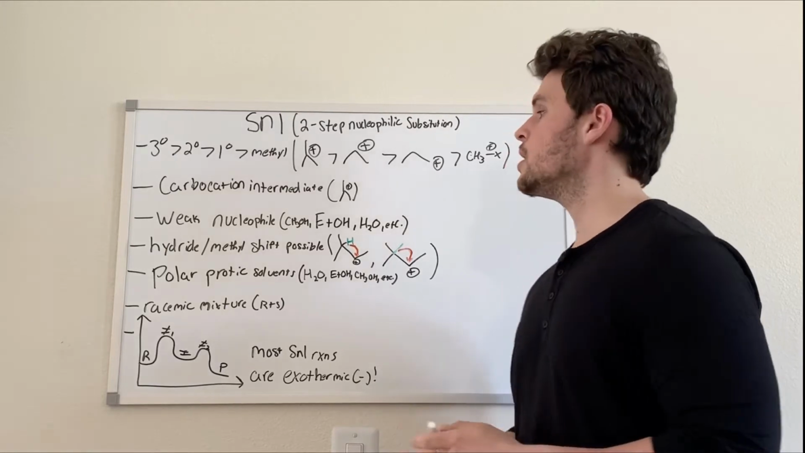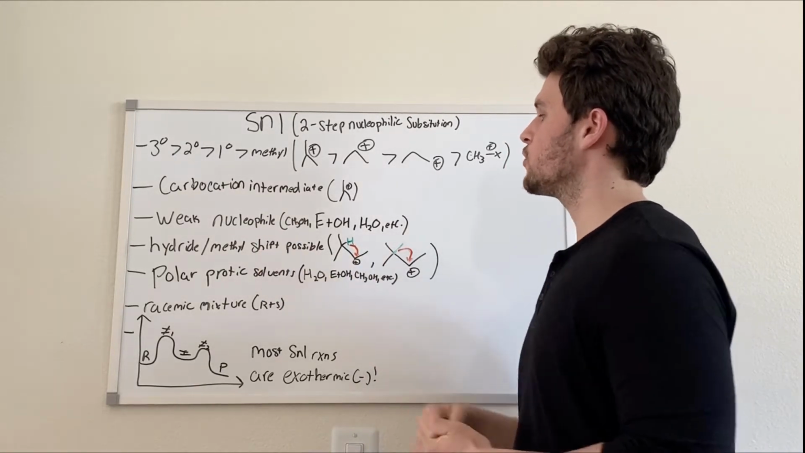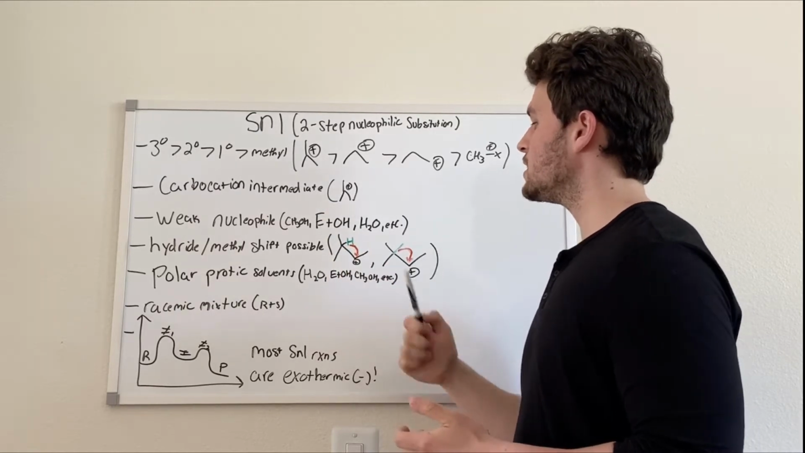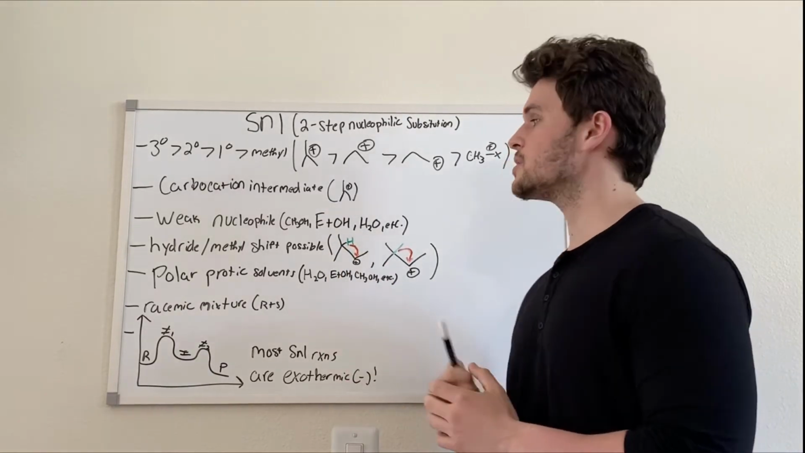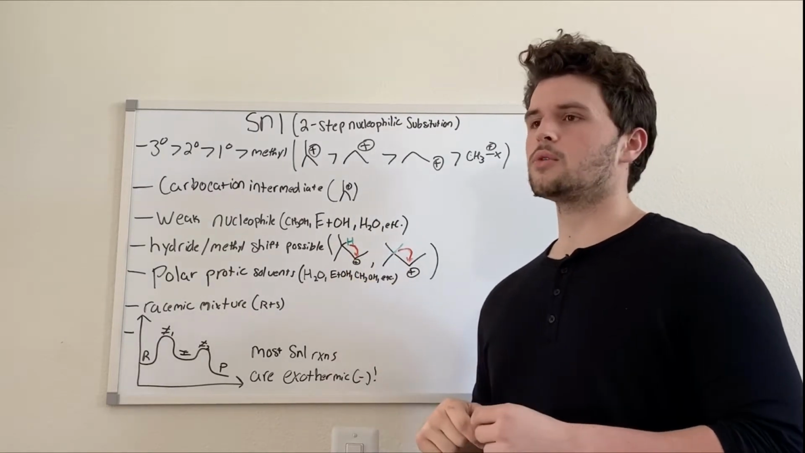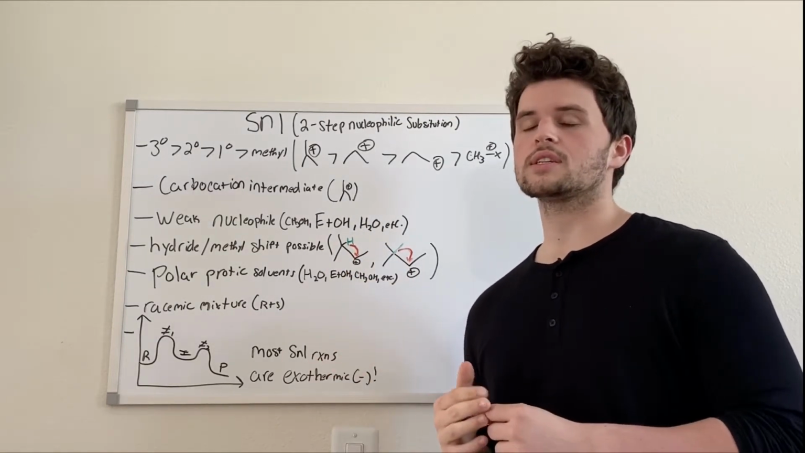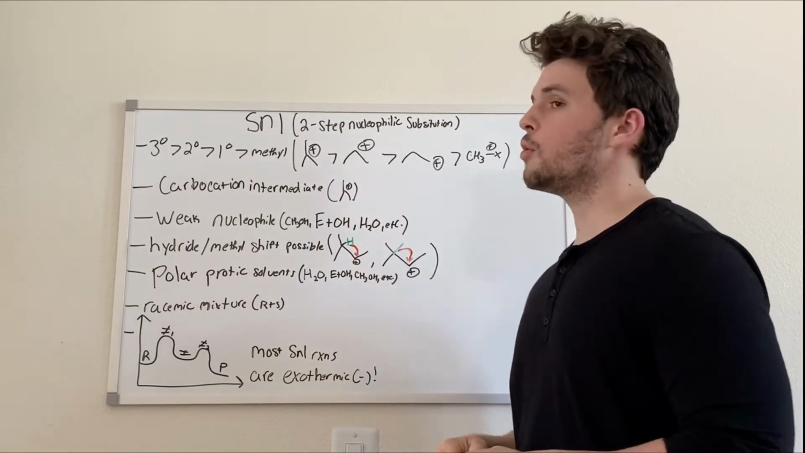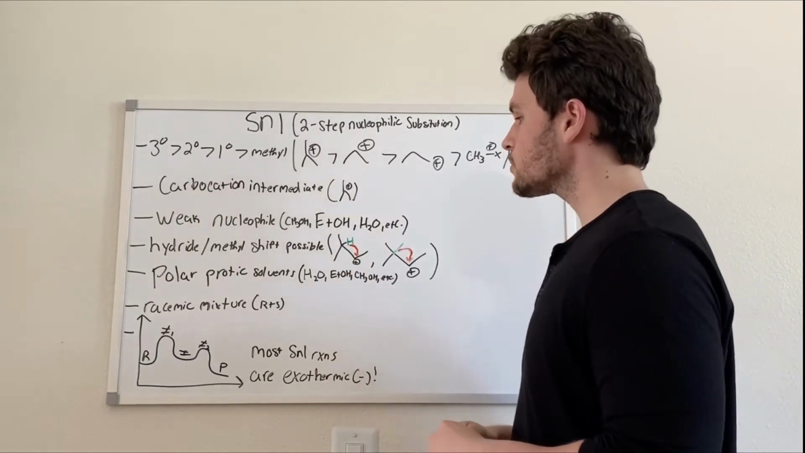SN1 and the SN2. The SN1 prefers the weak nucleophile, so you'll see a lot of things like CH3OH, EtOH, and even water sometimes. These all are protonated and have no charge whatsoever, so they're a lot weaker compared to some of the basic counterparts like OH or CH3O, which are all strong nucleophiles.